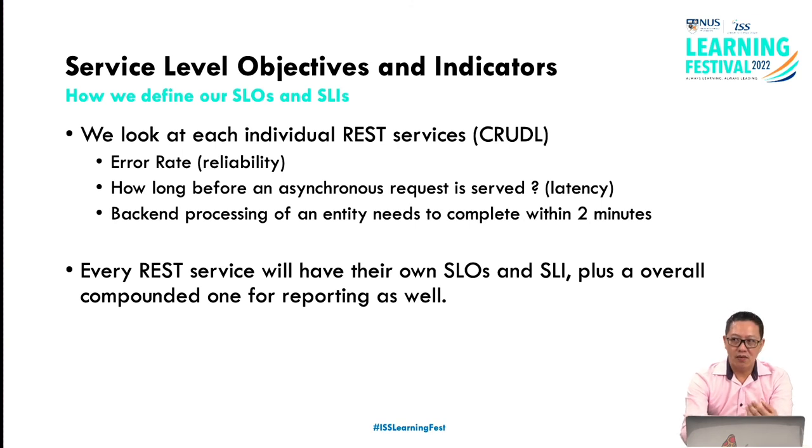We also measure things like, in the backend process where there are no REST services, how long it actually takes for the request to be completed. So again, this ties back to what I mentioned earlier on observability, where we need to have those mechanisms in a component to emit these metrics. For us, every REST service has its SLOs and SLIs, and we also have an overall compounded one. We take all of these metrics, do an average, and that gives us an availability number.